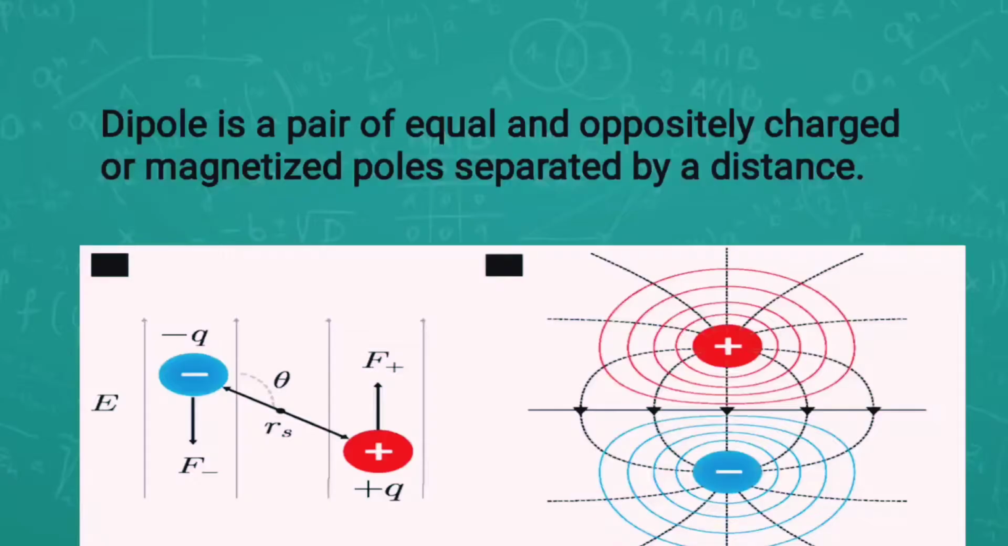Today I will be proving the electric potential for a dipole in a uniform electric field. In this slide you can see that there is a dipole having two charges, positive and negative, kept in a uniform electric field, on which two forces have been applied that are equal and opposite. You can see the electric field diagram also.